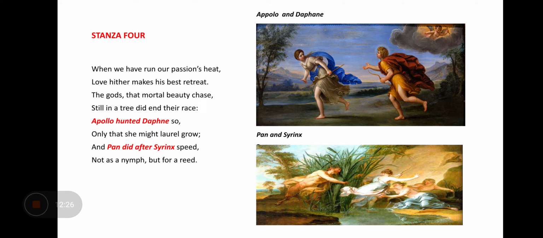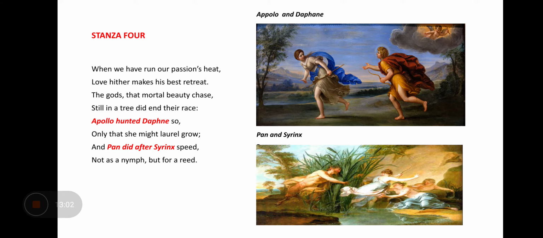Apollo was in love with Daphne and Pan was in love with Syrinx. So that background is there to this stanza 4. "So when we have run our passion's heat, love either makes his best retreat. The gods the mortal beauty chase, still in a tree did end their race. Apollo hunted Daphne so only that she might laurel grow, and Pan did after Syrinx speed, not as a nymph but for a tree."